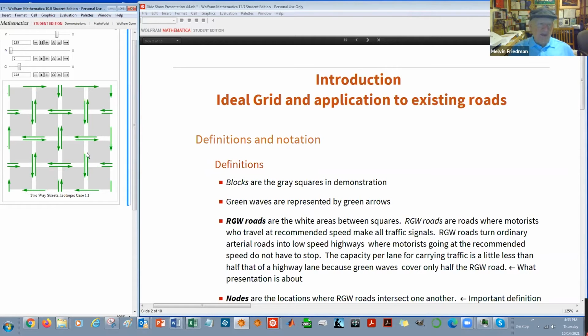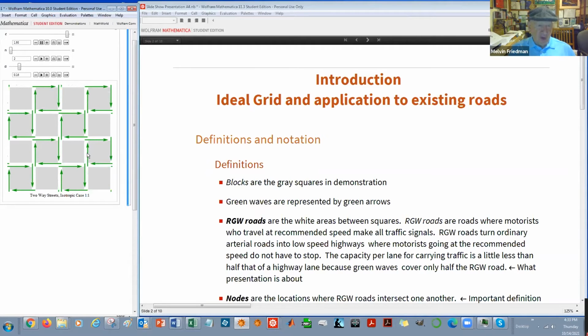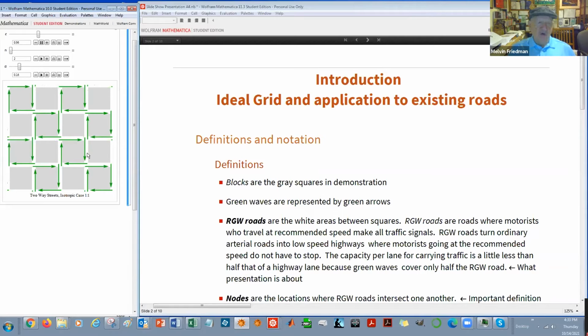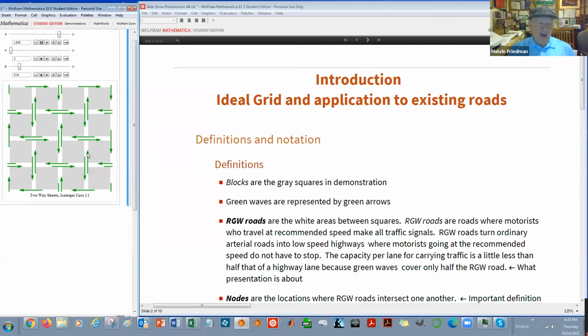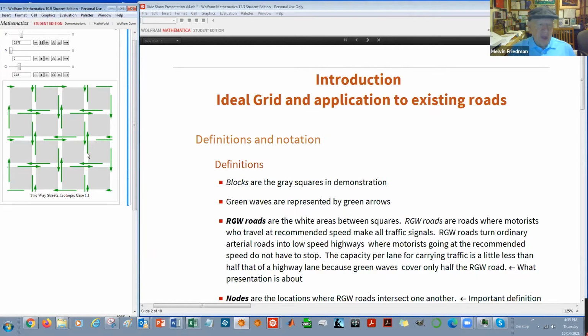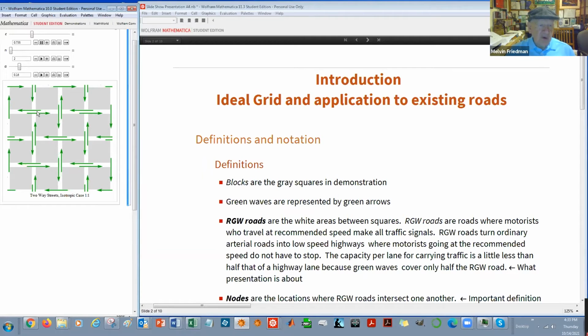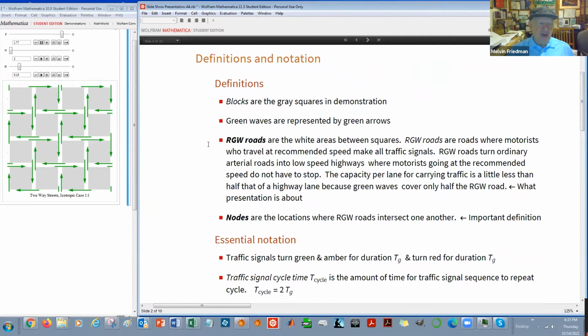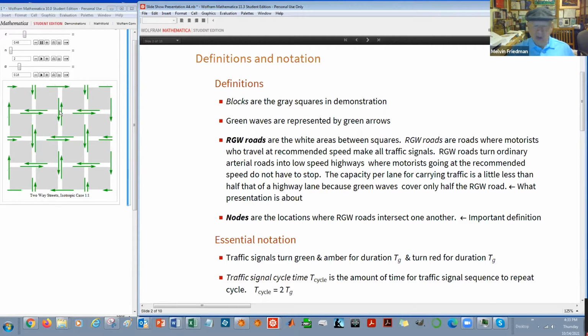The capacity of these individual arterial roads is a little less than half that of a highway lane. That is, each lane on an arterial road can carry roughly half the number of cars per hour of a highway lane. The reason it's roughly half is that in the animation, the green arrows only cover half of the space. A very important concept is that of nodes, the locations where RGW roads intersect one another. For example, where my pointer is now is a node.